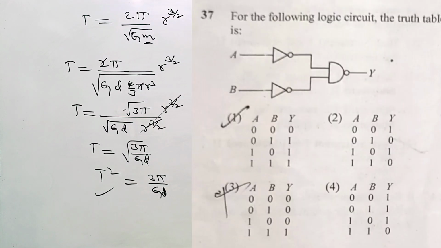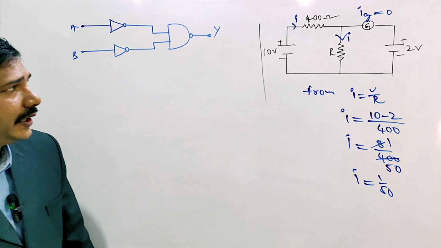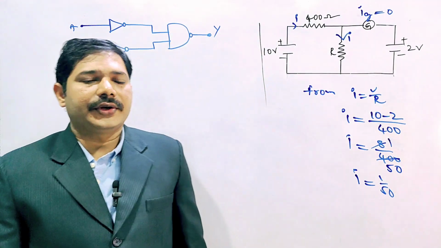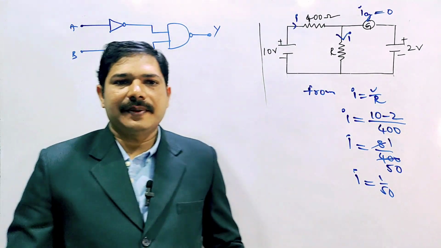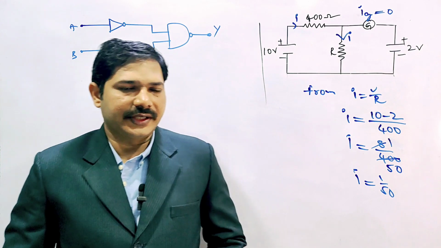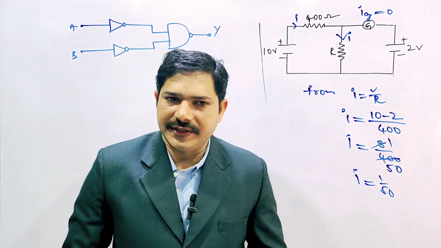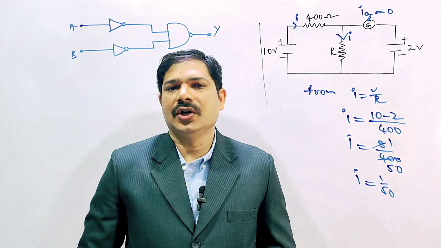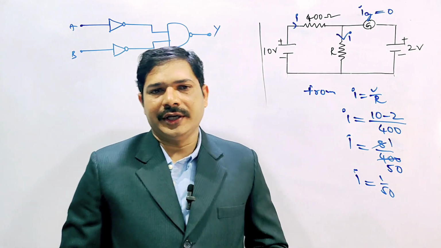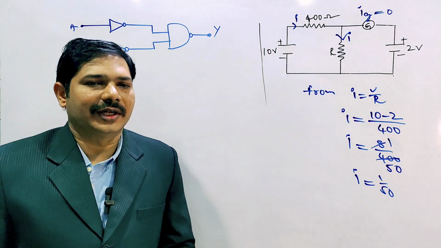Next one: for the following logic gates, the truth table is... The logic gate is given. In the truth table they are asking, the logic gate numerical circuit diagram is given. This type of logic gates we did in our classes very clearly, in detail. A similar question we also discussed, so the same question only came.